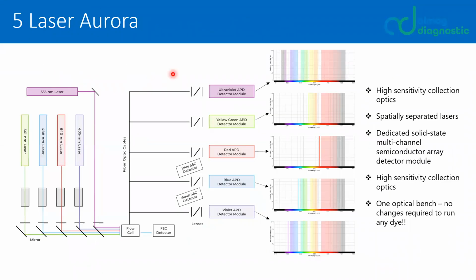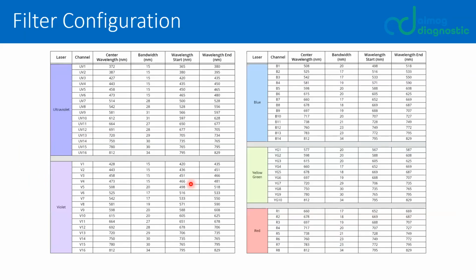Okay, so here we are looking at the configuration of a 5-laser Aurora. Again, we see our 5 lasers, and we see all the detector modules. We see the ultraviolet, the yellow-green, the red, the blue, and the violet detector modules. And the side scatter detector, which is under the blue laser and also under the violet laser. And this is something that enables us the small particles analysis, as we have mentioned before.